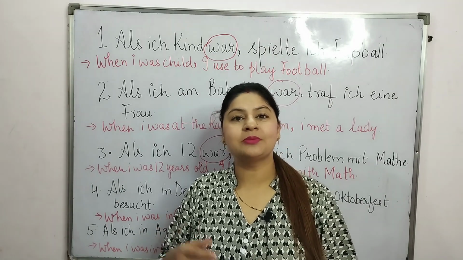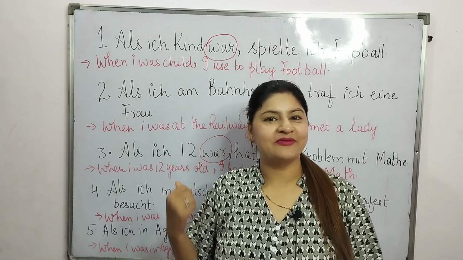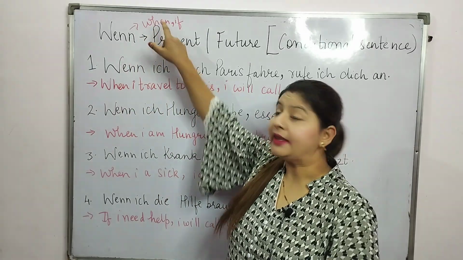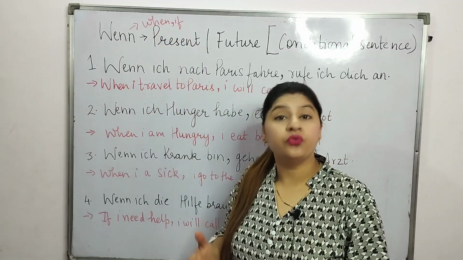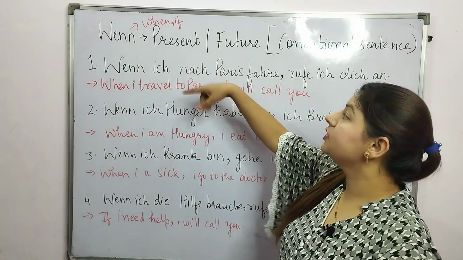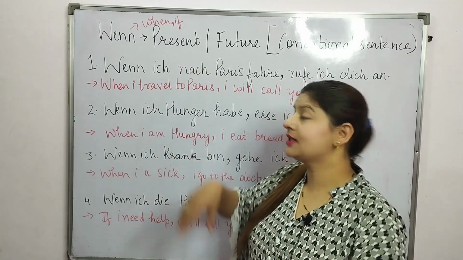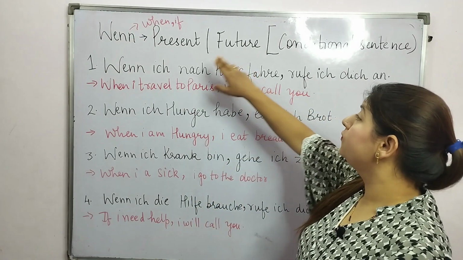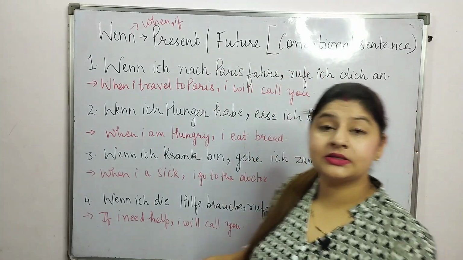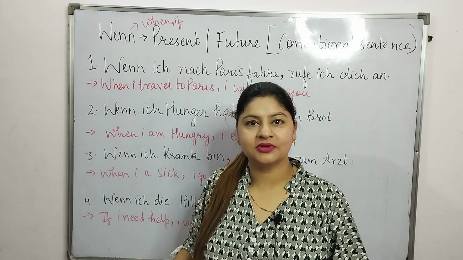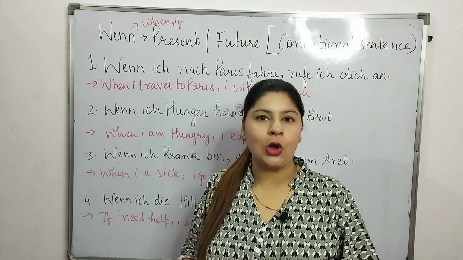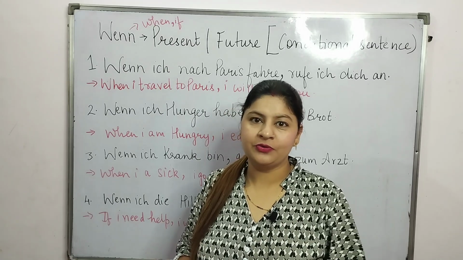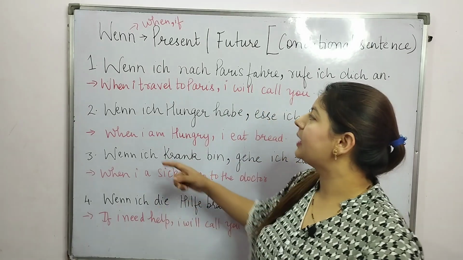Now we are going to see some examples of wenn. So have a look. Now wenn. We use it for when as well as if. So we use it in the present tense or for the future tense. So wenn is also used in conditional sentences. For example, if I need this, I will call you. If I have money, I will definitely give it to you. So if. So let's start with some examples.